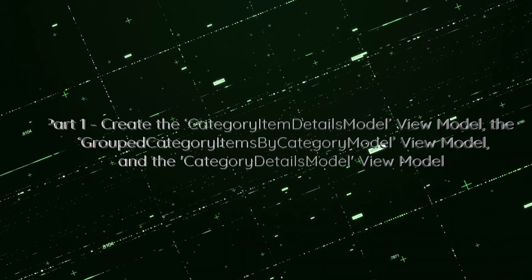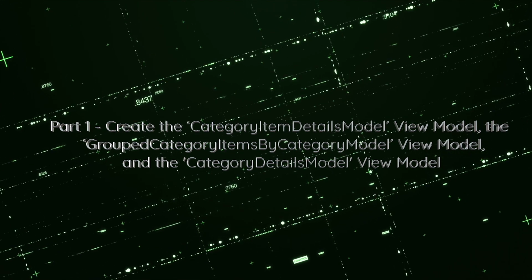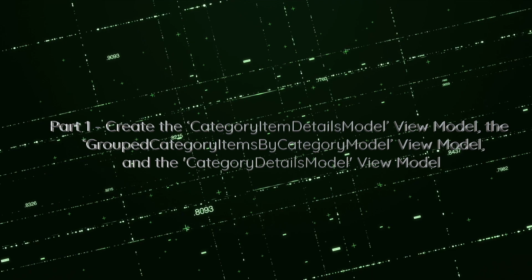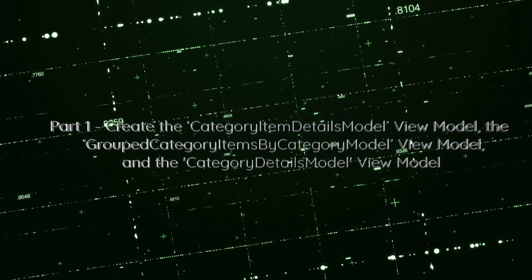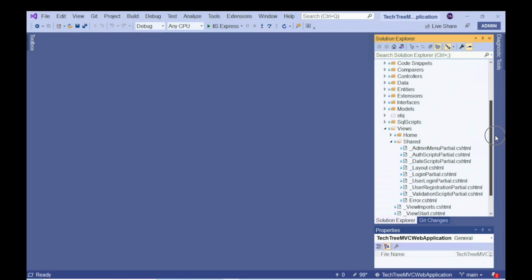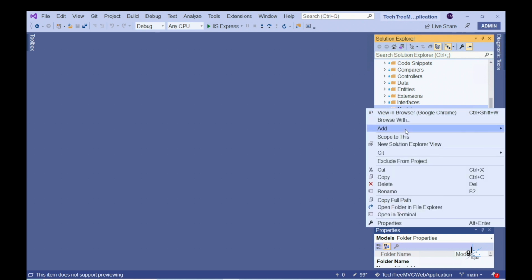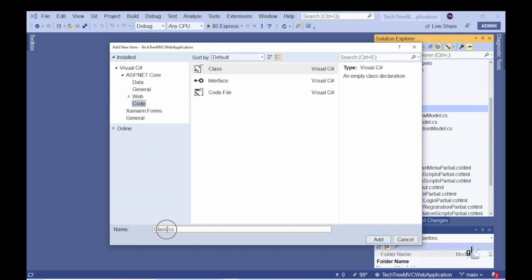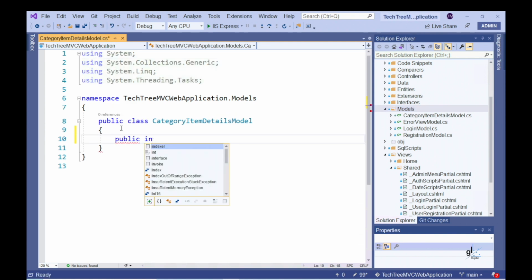Part 1. Create the Category Item Details Model view model, the Grouped Category Items by Category Model view model, and the Category Details Model view model. So let's create a new class in the Models folder in the default area and let's name this ViewModel class CategoryItemDetailsModel. Let's create an integer property named CategoryID.